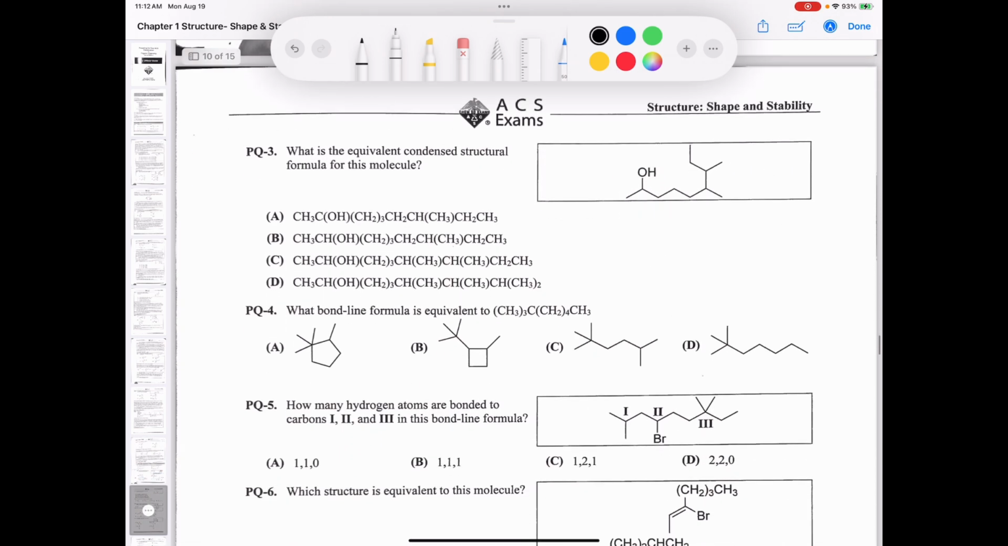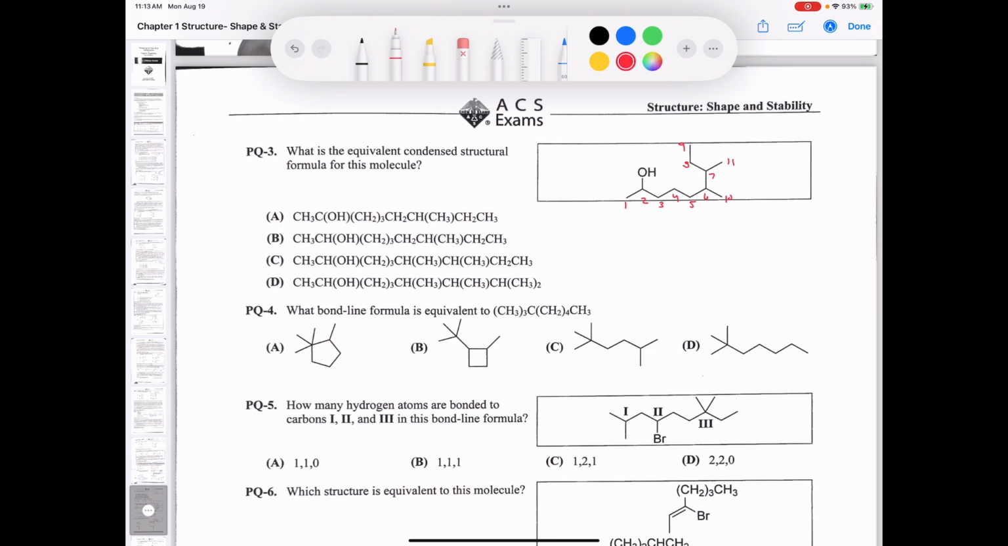Moving on to question number 3, it deals with an alcohol. You need to know your functional groups really well. And it just asks you, what is the equivalent condensed structural formula for this molecule? First thing I would do is count the number of carbons, and if you count 1, 2, remember we want to give the functional group the lowest possible number, 3, 4, 5, 6, 7, 8, 9, and then we have 10 and 11. So there's a total of 11 carbons in this compound.